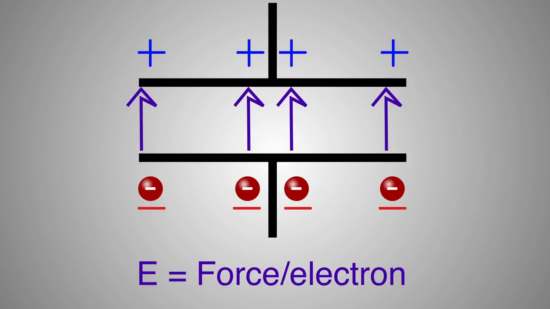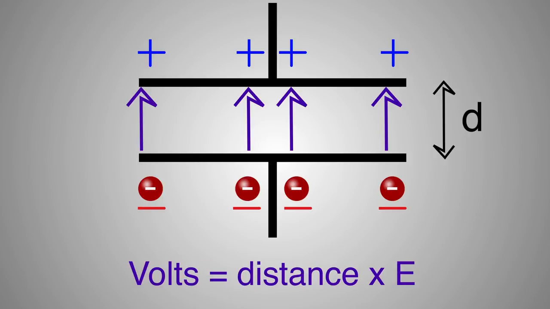An electric field is applied across the gap of a capacitor by forcing electric charge onto the plates. The resulting voltage across the gap is defined as the gap distance times the electric field. It is the amount of attraction across the gap.